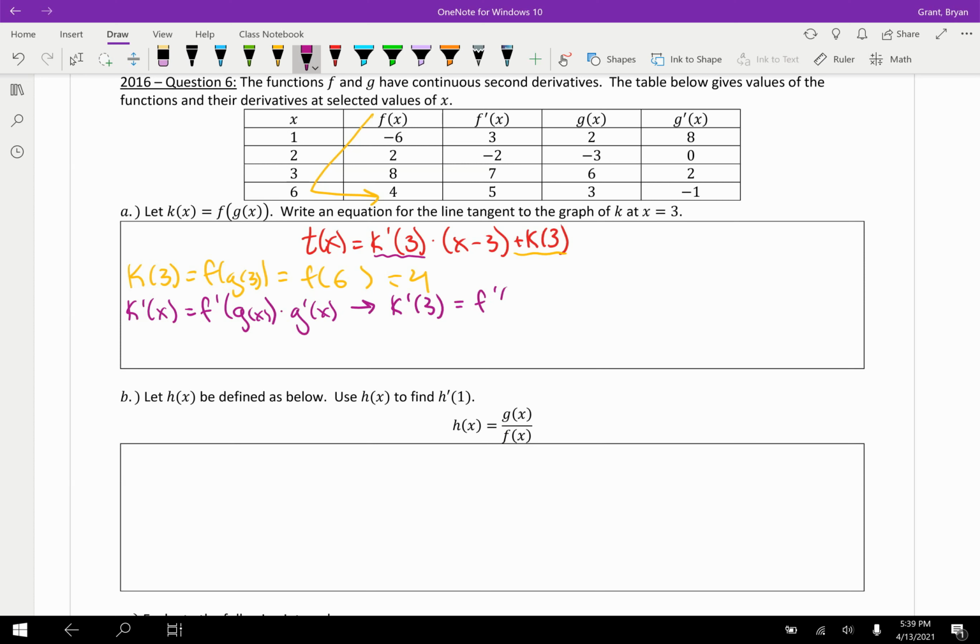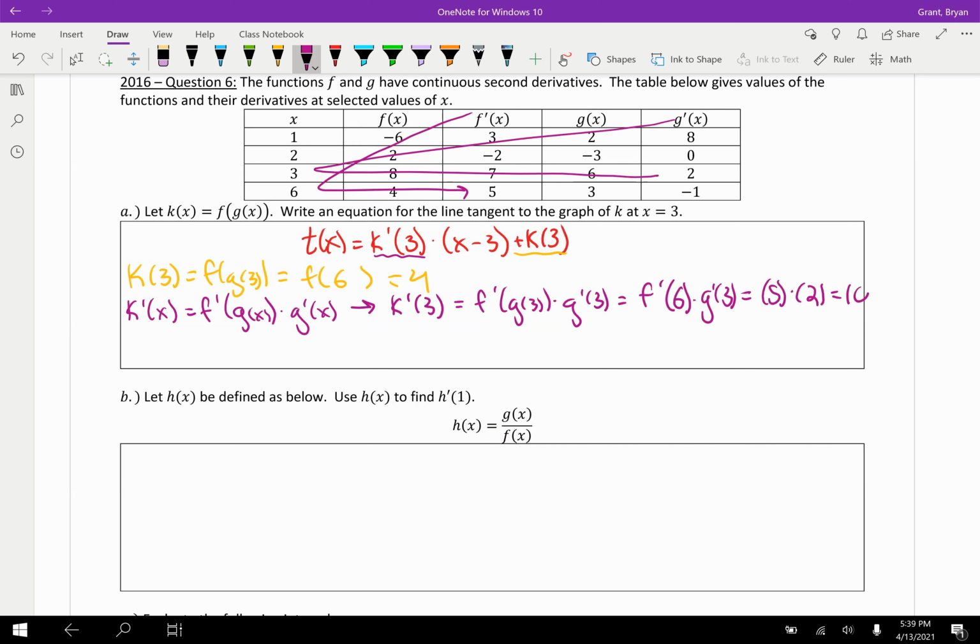K prime of 3 is f prime of g of 3 times g prime of 3. I always like to do the primes at the same time, so I'll do g of 3, which we did earlier. That's 6, isn't it? So f prime of 6 times g prime of 3. All right, f prime of 6 is 5, and g prime of 3 is 2. So we have 5 and 2, which gives us 10. Excellent. Let's finish off our tangent line then. T of x equals k prime of 3, which was 10, times x minus 3 plus k of 3, which is 4. Awesome.